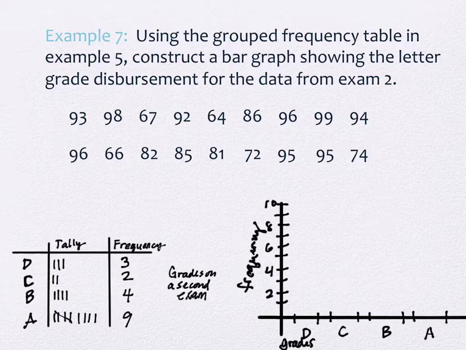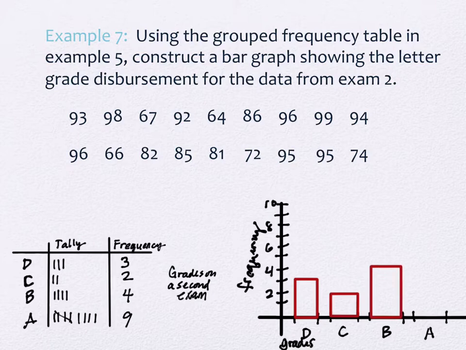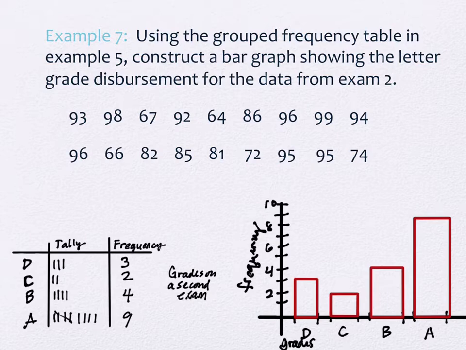And I draw bars, the same bars I had before, just not touching one another. So the D's were 3. The C's were 2. The B's were 4. And then the A's were, what was it, 8, 9? 9.